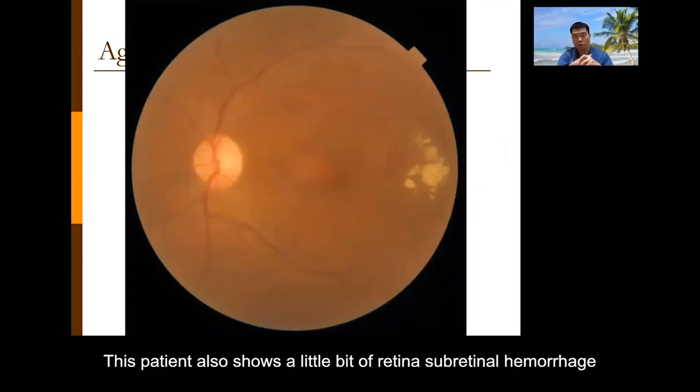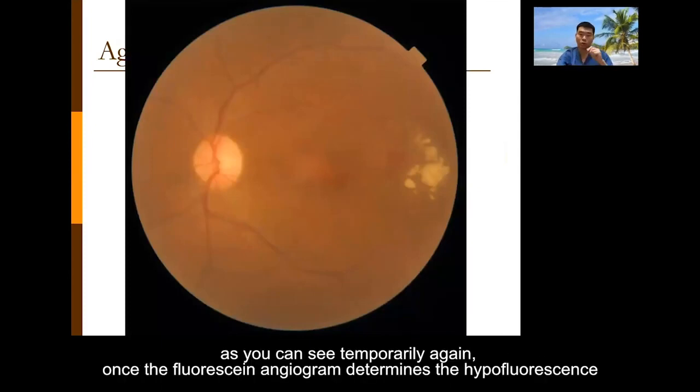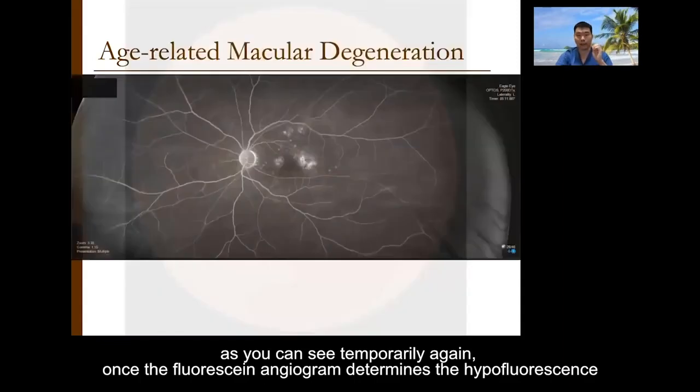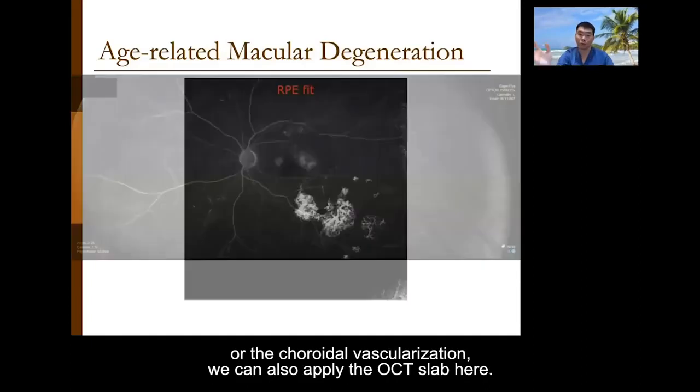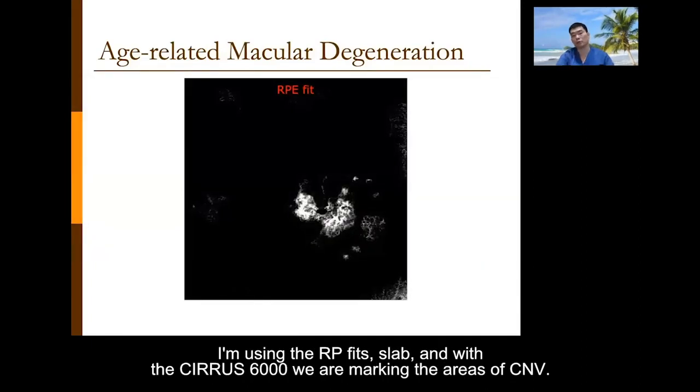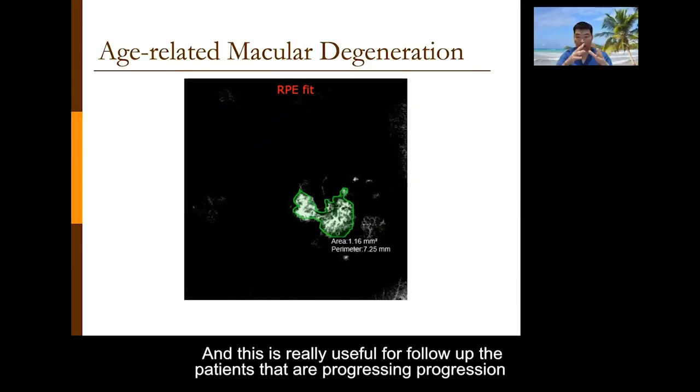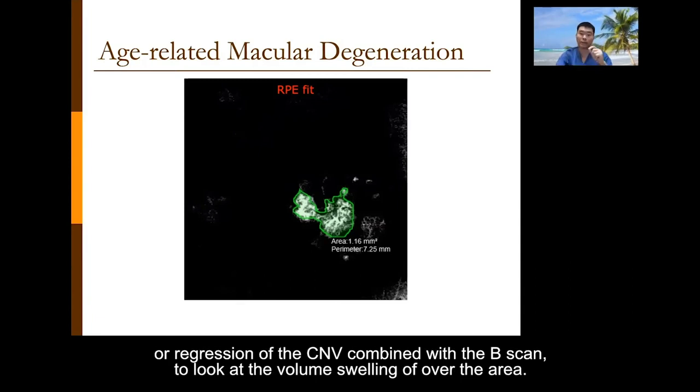This patient also shows a little bit of subretinal hemorrhages associated with some exudate, as you can see temporally. Again, once the fluorescein angiogram determines the hyperfluorescence of the choroidal neovascularization, we can also apply the OCT slab. Here, I'm using the RPE fit slab, and with that slab and with the Series 6000, I can delineate quite clearly, marking the areas of the CNV. And this is really useful for serial follow-up of the patients, whether progression or regression of the CNV.